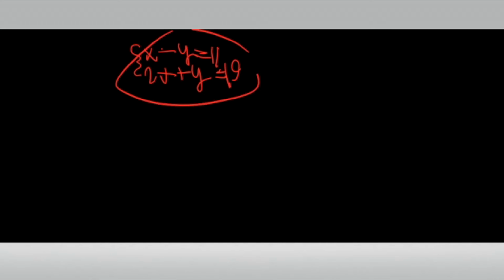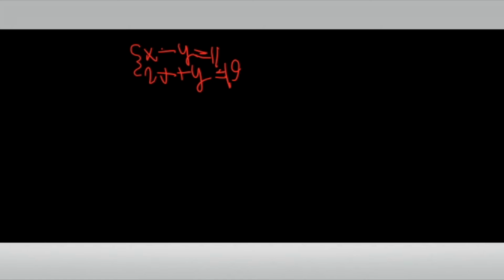Okay, so a system. Systems are put into these pretty little brackets like that. Let me give you an example: x minus y equals 11, and then 2x plus y equals 19. See? That's a system. Now, we look for additive inverse.